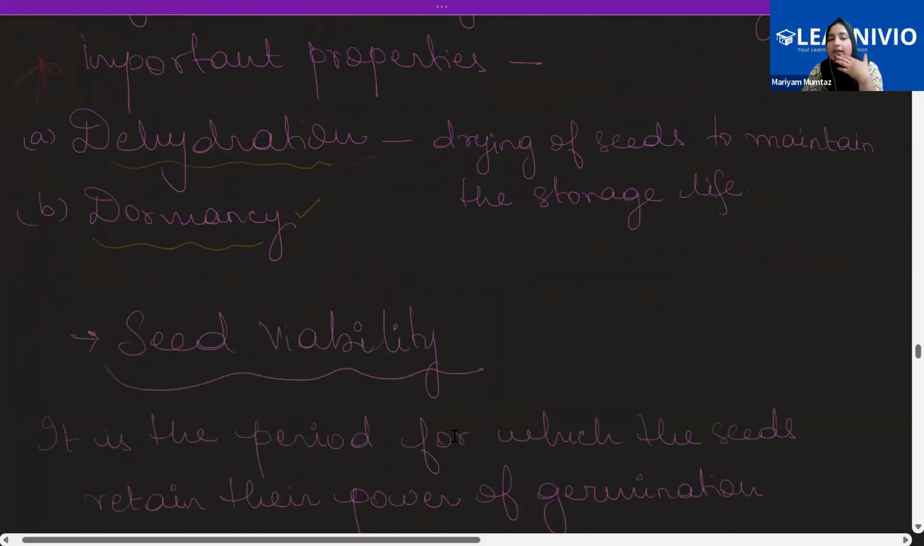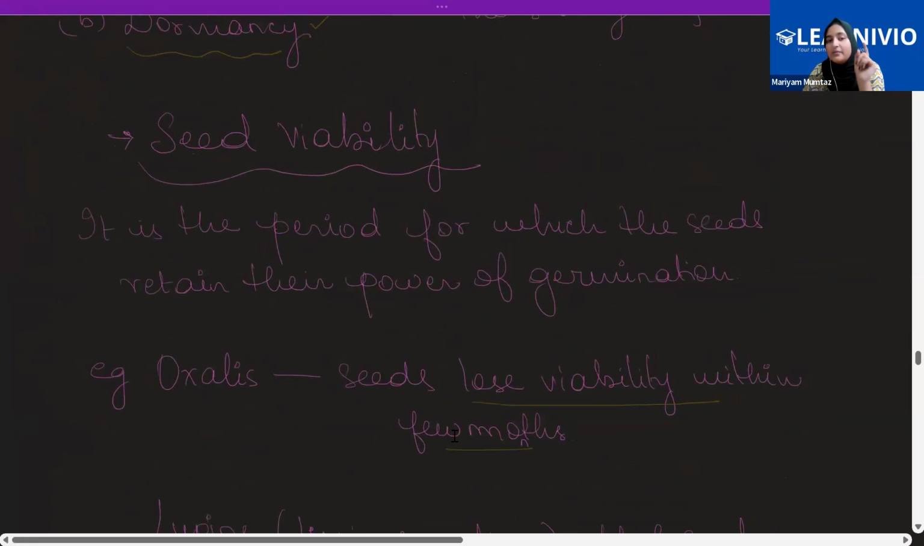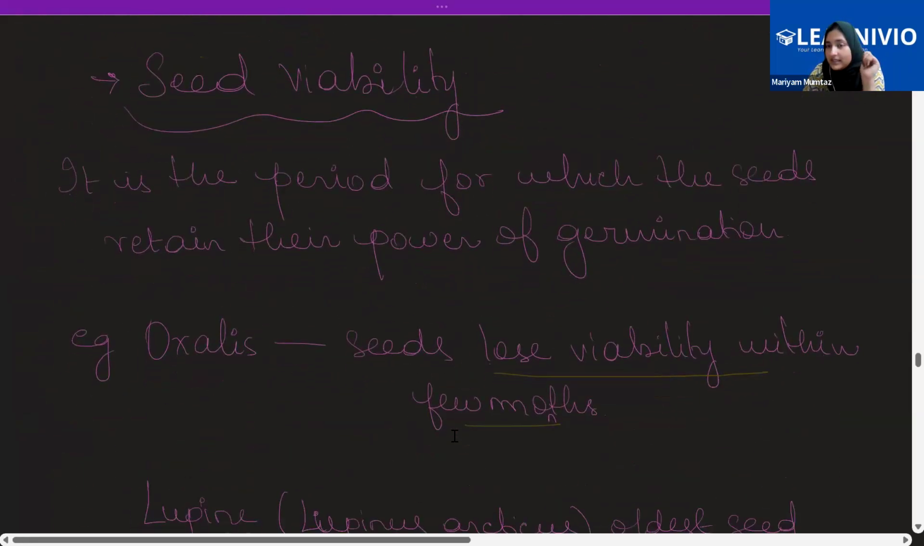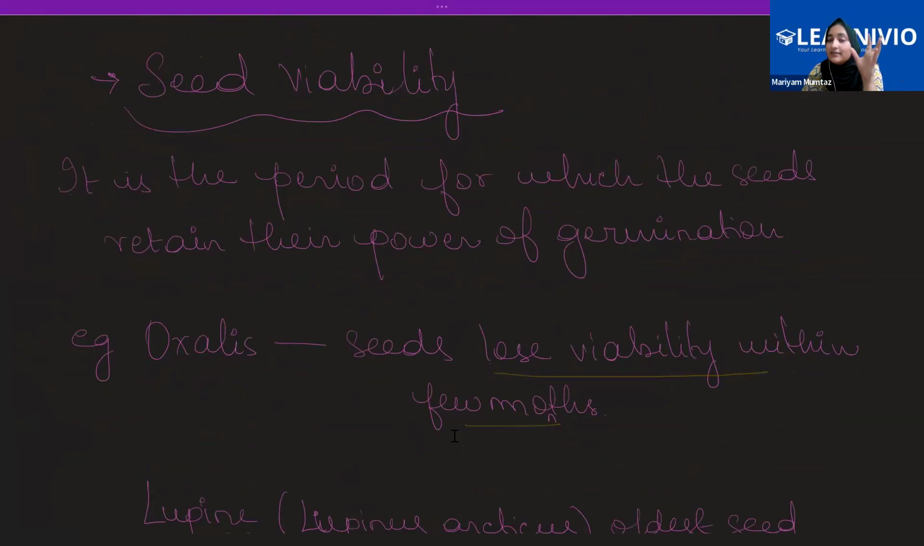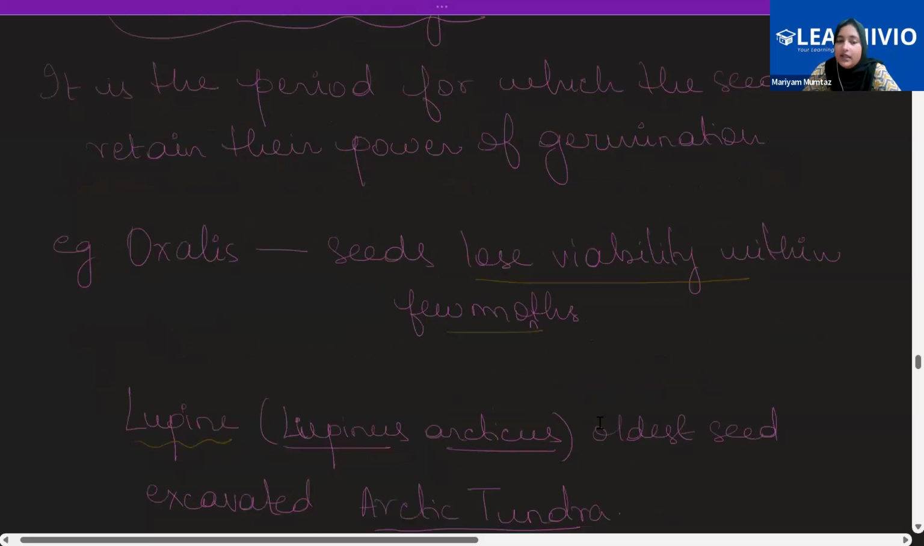Then, just like how we studied pollen viability, in the same way there's seed viability. This is the time period for which the seed has the ability to germinate. If the seed loses the ability to germinate, we'll say that the viability is over. In oxalis, the seeds lose viability within a few months. They'll not be active after a few months.